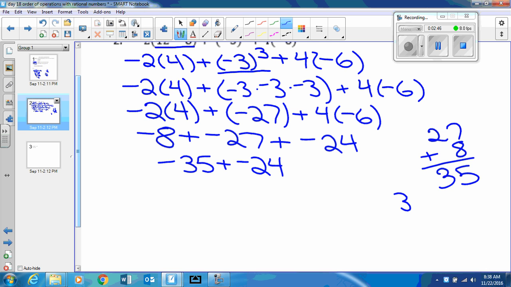Those two again are the same sign. So I would add the absolute values together. And I would keep the negative sign. My final answer is -59.